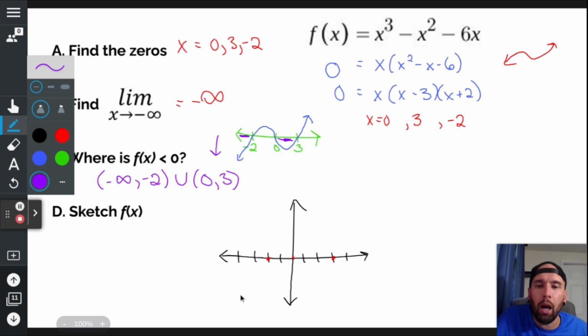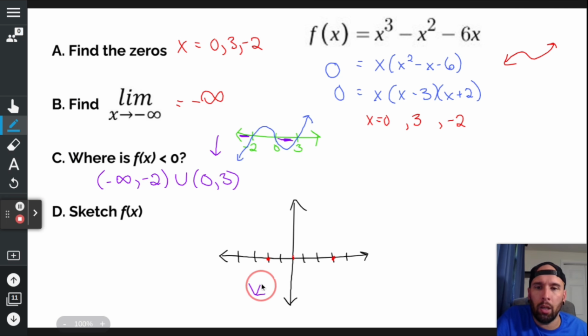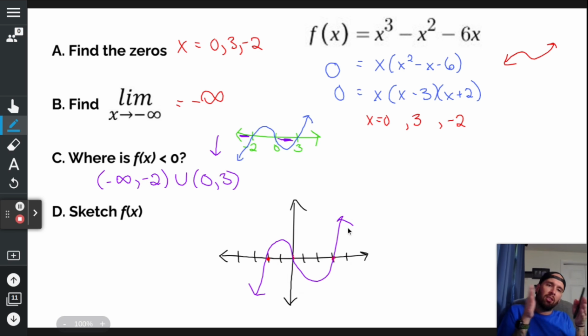I start from the bottom. I go up through -2, go down. Let's widen this out and go up. Obviously, as the intervals are spread out a little bit more, you can expect your bowls or your hills to be bigger. Is this exact? No. Is this accurate? Yes.